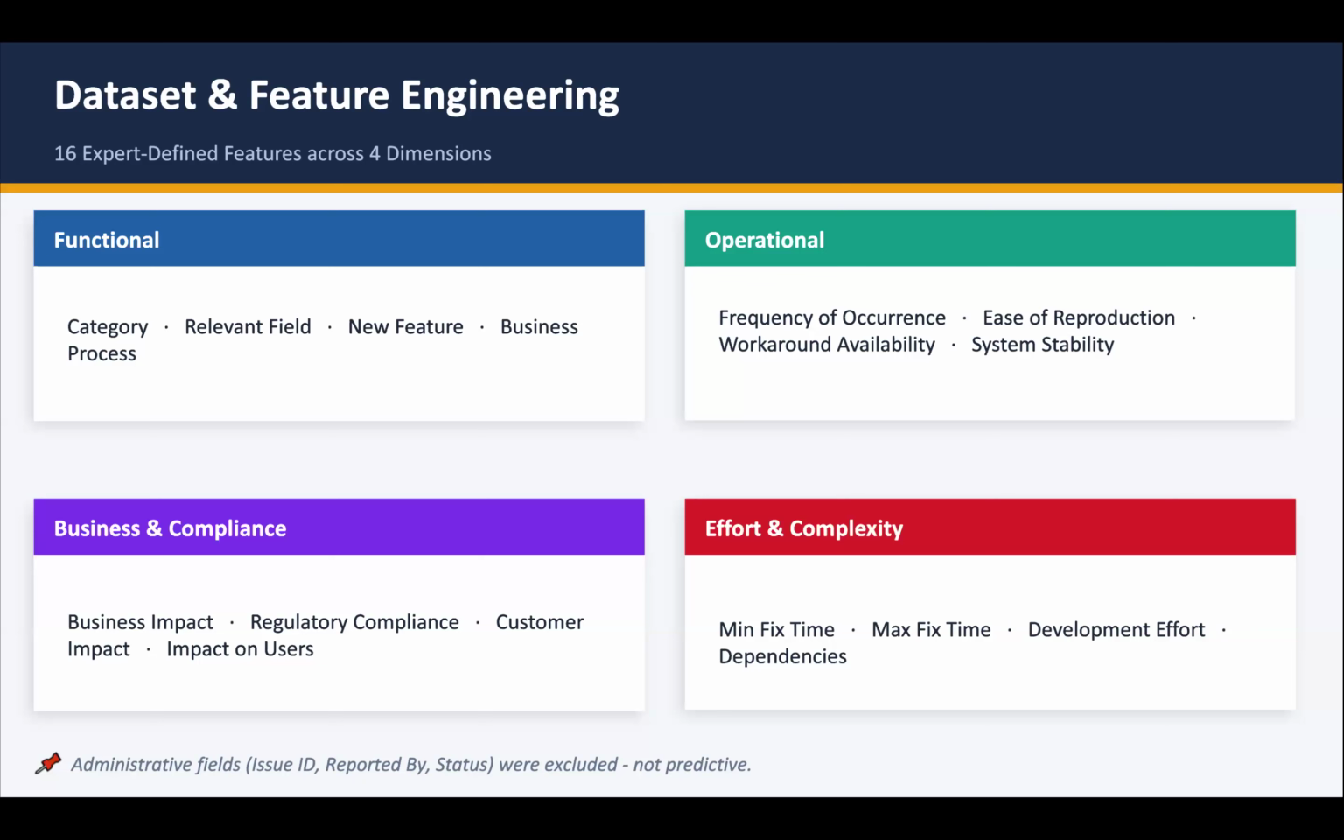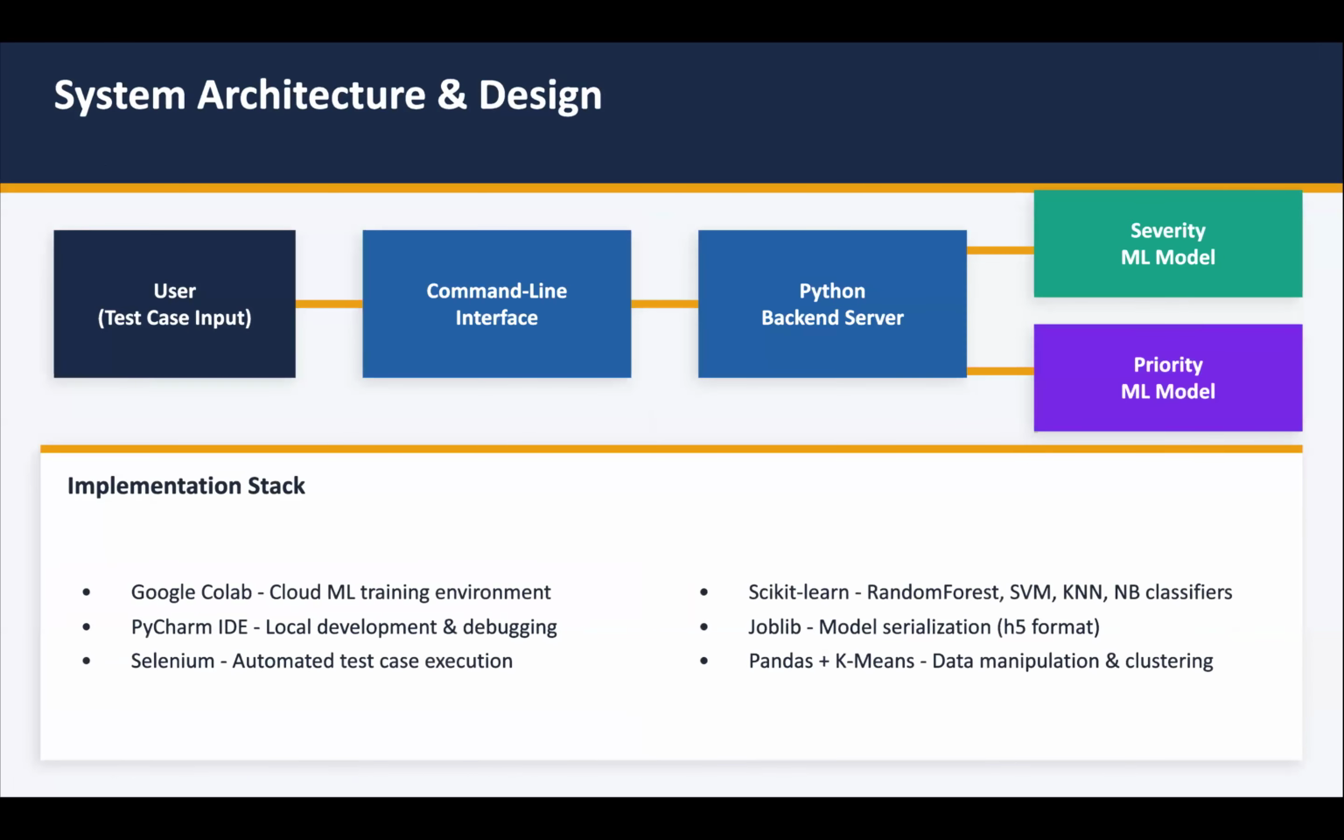Next, how does the system actually work in practice? System architecture and design. The system design is straightforward and practical. A user submits a test case through a command line interface, that input goes to a Python backend, which runs it in Selenium and simulates real execution.